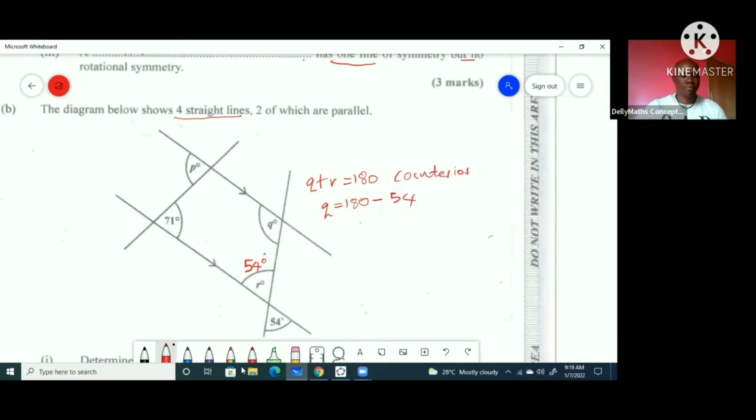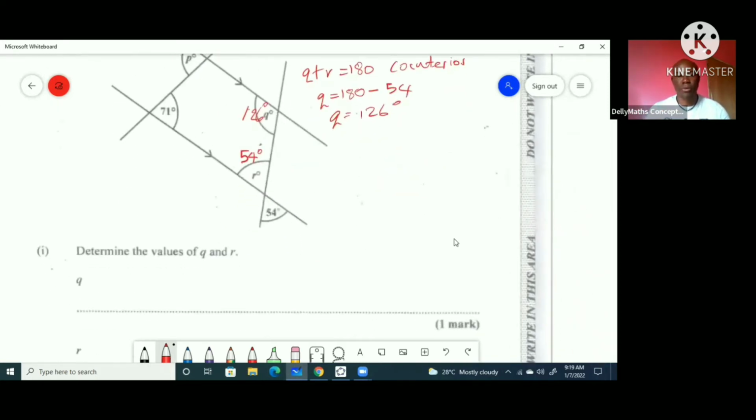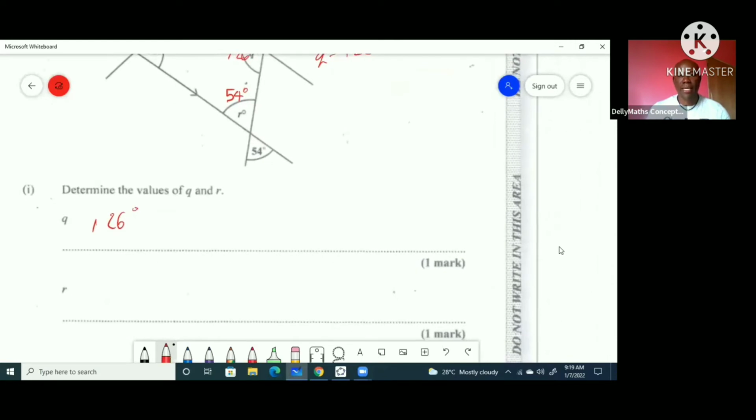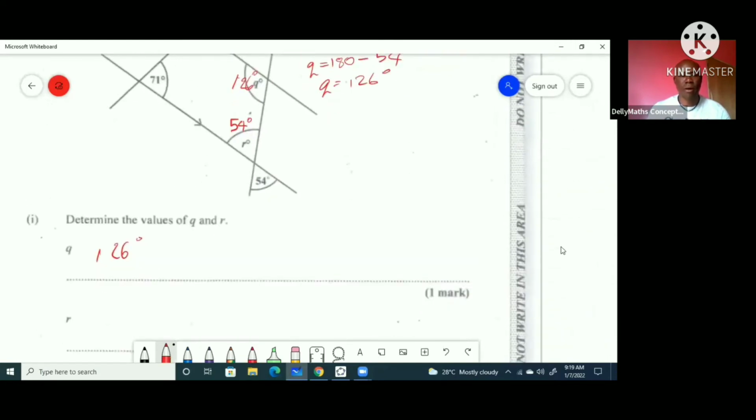Remember that I brought in that angle there for vertically opposite angles, because vertically opposite angles are equal. So this becomes 126 degrees, and that's for Q. That's the angle they asked for there. So Q is 126 degrees. R, as you can see, is 54. Vertically opposite angles are equal.